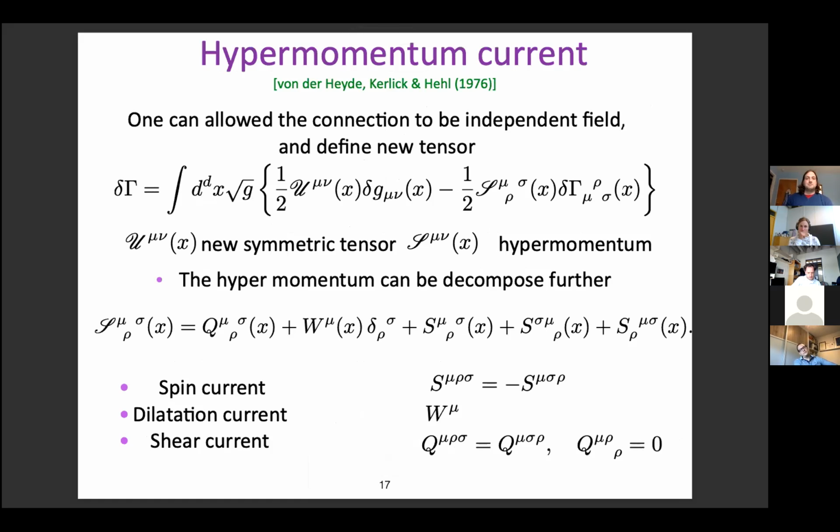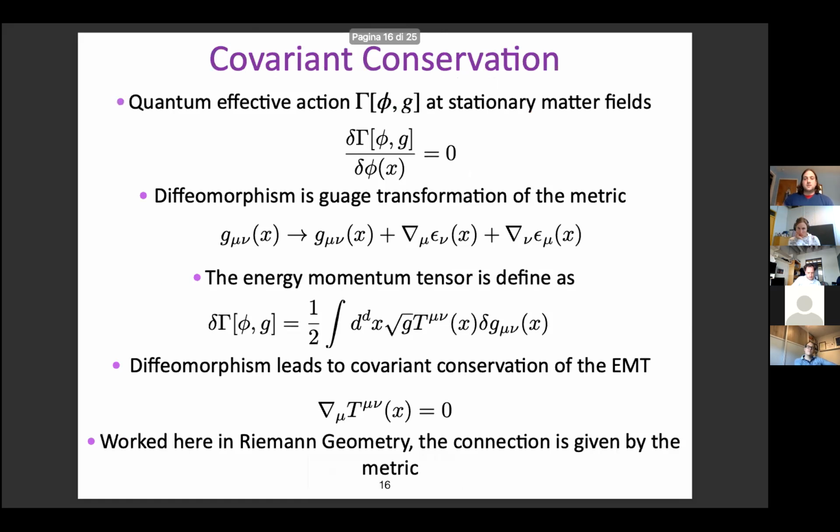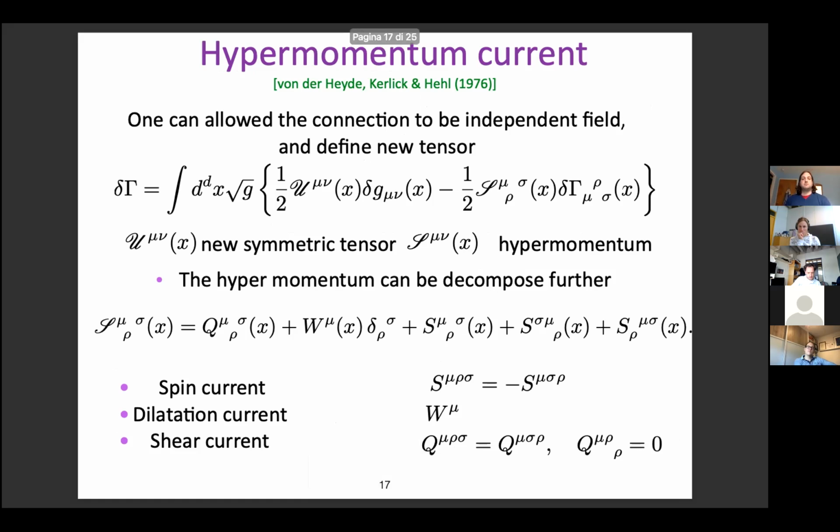Then we try to look a little bit out of the box, and we define this quantity, the so-called hypermomentum current, which was defined in the 70s by this gentleman here. The point is that in the previous derivation, you assume that the Christoffel and the metric are related, so the Christoffel and the Levi-Civita. You assume that the connection is given by the gradient of the metric. But you can also not do that, with a tiny bit of calculation, and then say, okay, let's define two tensors now. One is the variation with respect to the metric, which I call tensor U, at fixed Christoffel symbol. And one is the variation with respect to the Christoffel, this tensor S.